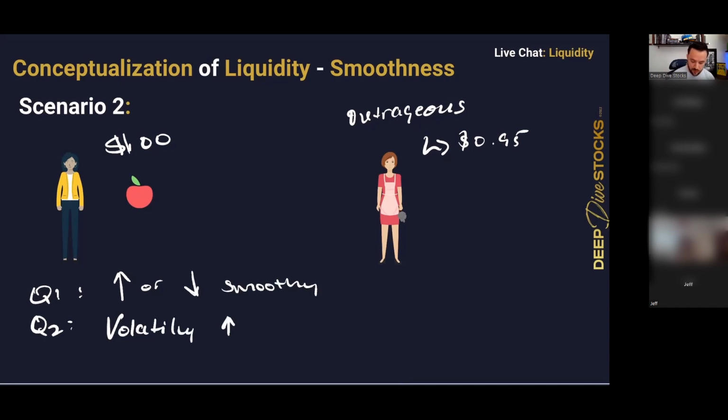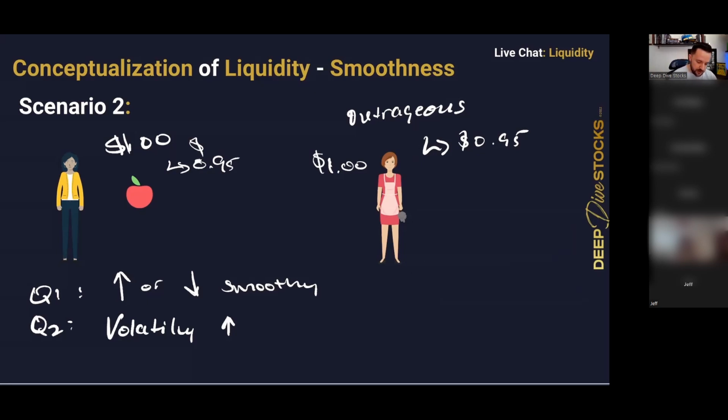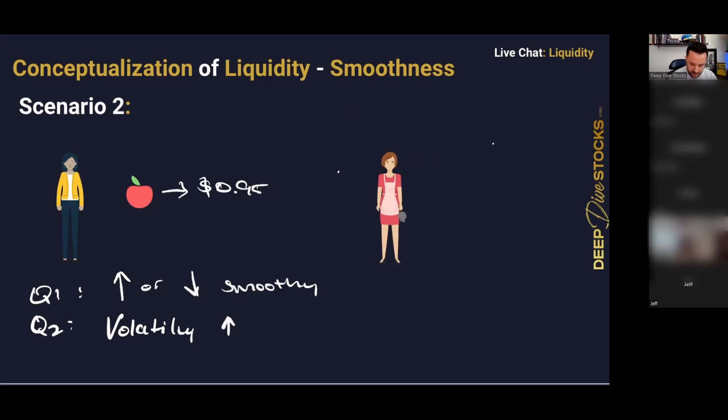Correct. So we have 3 options. Someone capitulates, and that means either Betty purchases the apple for $1, or Sally sells for 95 cents, or they agree and meet in the middle, right? These are not too difficult examples. Let's suppose Sally capitulates and she says, all right, I'll sell this apple for 95 cents. What is the market's value of this apple? It just went down to 95 cents.